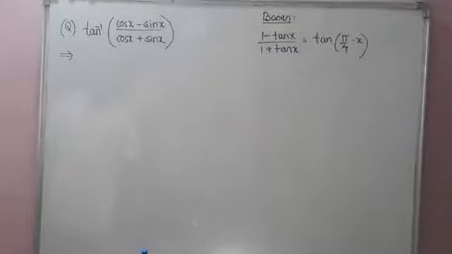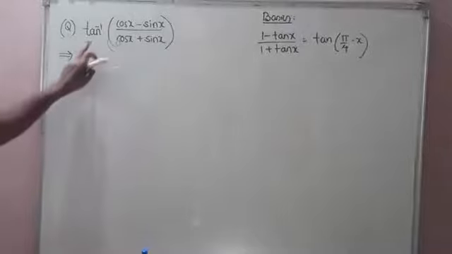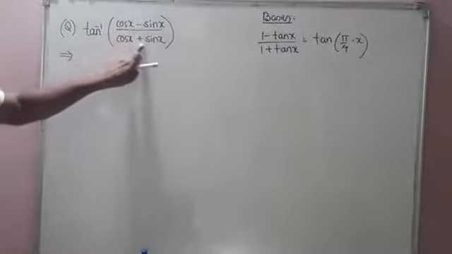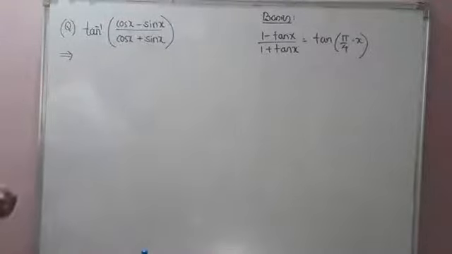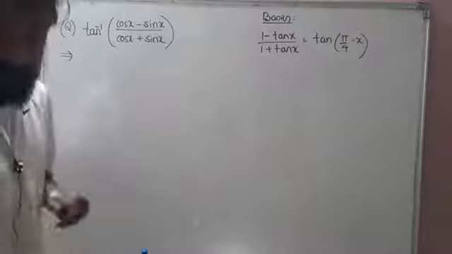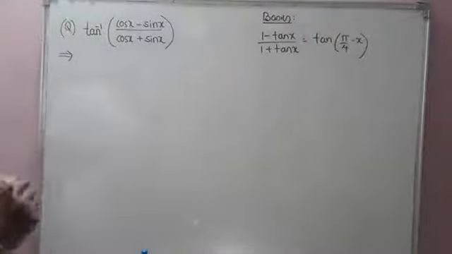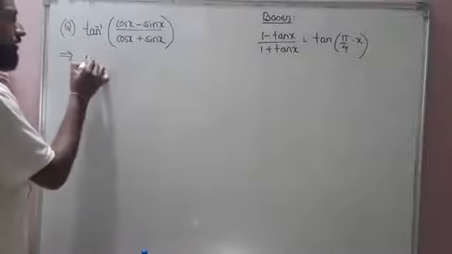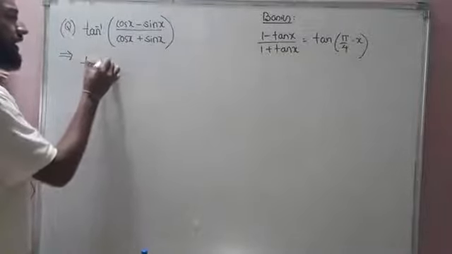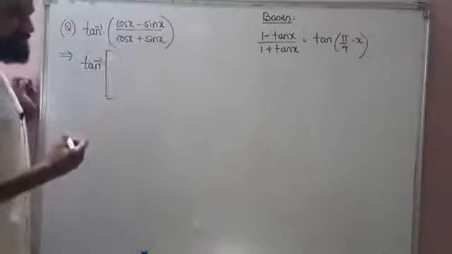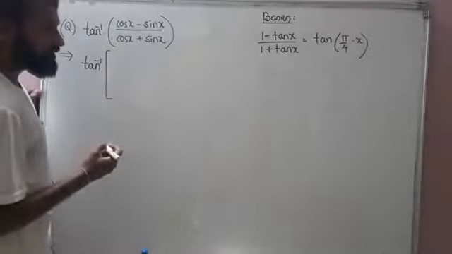Well, the next question here is simplify tan inverse of (cos x minus sin x) divided by (cos x plus sin x). Again, I'll tell you, I have written the basics here. If you know how to solve, pause the video and solve. Otherwise, see. Now, what I'll do is, I'll write tan inverse. I'll divide each term by cos x.